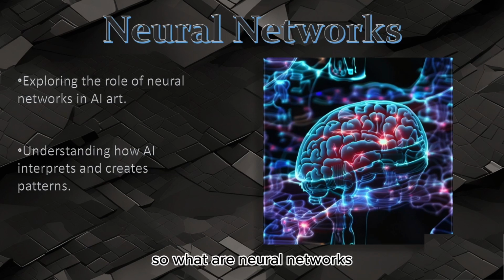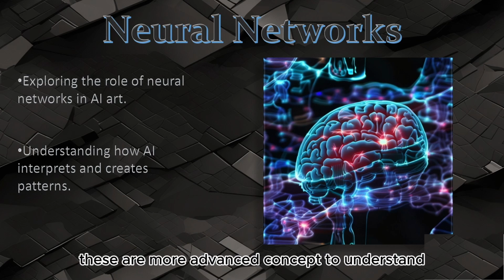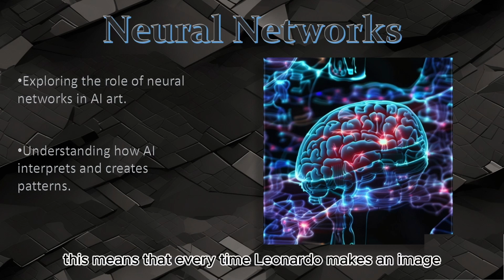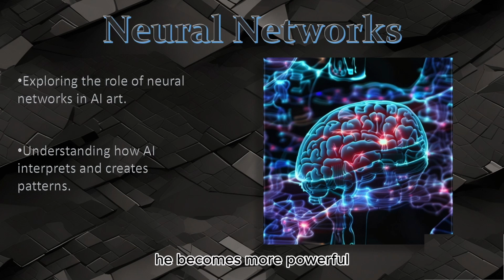So what are neural networks? This is a more advanced concept to understand than all the rest of the concepts that I'll bring to you in this course, but it is essential to understand how AI art in general works. Neural networks are a group of algorithms that allow the image generator to understand its previous generations, its mistakes, and learn from them. This means that every time Leonardo makes an image, it becomes more powerful. It becomes more precise. Its knowledge on the subject sharpens. And every image it creates, it improves.